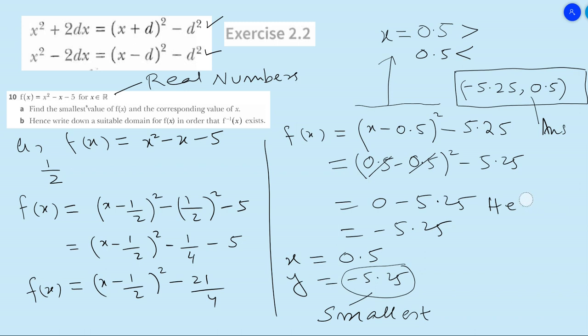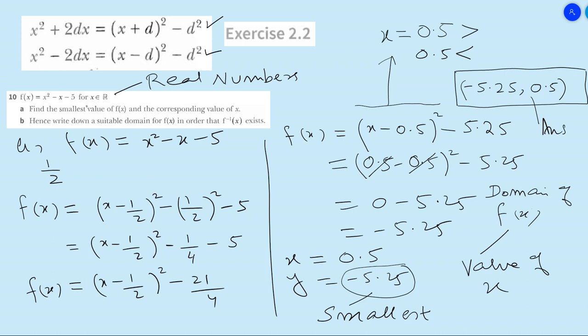I am rubbing this. What is the question? Write down a suitable domain for f(x) in order that f inverse x exists. Student, domain means domain of f(x). Domain means value of x. X means domain and f(x) means range. So in this case, we have to write the value of x so that the inverse of the function exists.